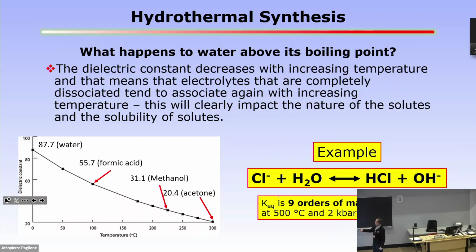And by 300 degrees, you have the dielectric constant of acetone. So that means your solubility is changing. Something that was happily dissociated into ions is going to have a tendency to recombine and reprecipitate, in fact. So that also means that the solubility of some species is going to decrease with temperature. You have an increase in solubility because of temperature, but you have a counterforce, which is the lowering in the dielectric constant, which for ionic species is going to impede the solubility.